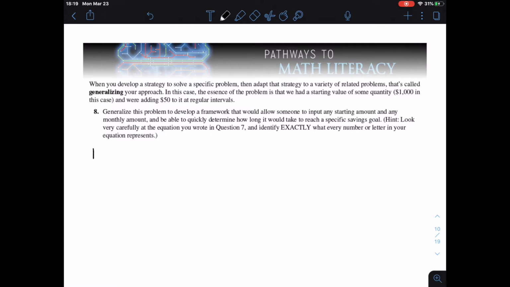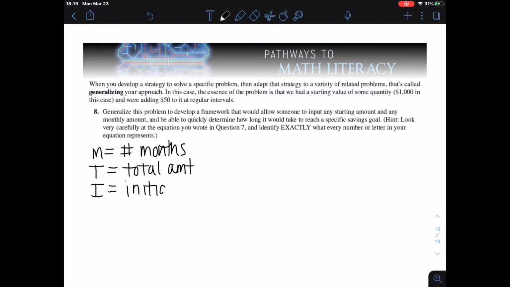So we're going to have a bunch of variables. We're going to let M still represent the number of months we're going to deposit the money. T is going to be the total amount we want in the account. I is going to be our initial deposit, because that could change if we decide we're going to do a different plan. And then D is going to be the amount we deposit each month. So let's call it our monthly deposit.